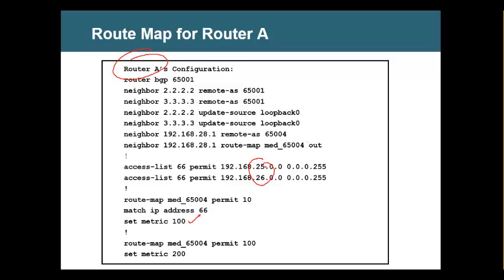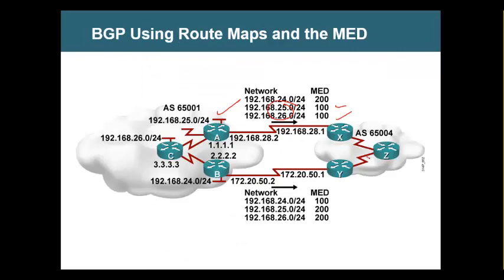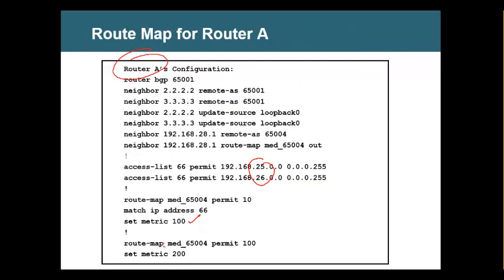For those that did not match the access list, which one is not matching? 25, 26 is matching. 24 is not matching. For that, we give 200. We don't need to write an access list. If these two match, MED, metric 100. If they don't match, it will get matched in the next biggest sequence number.